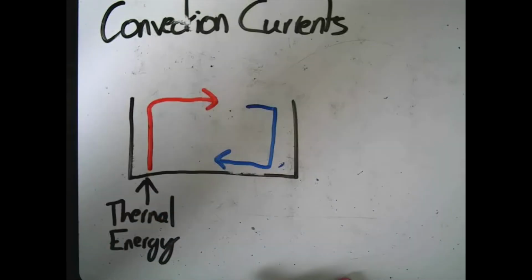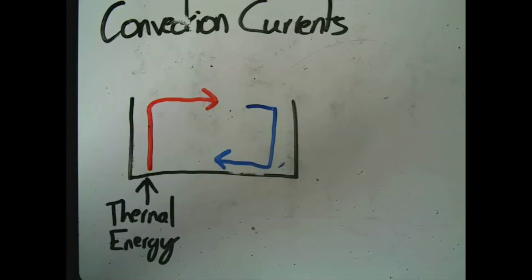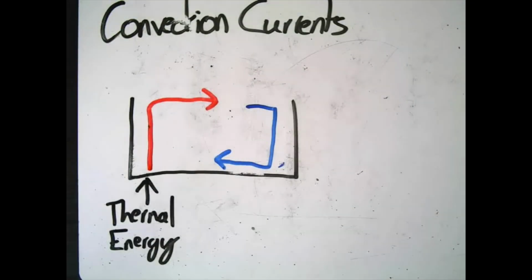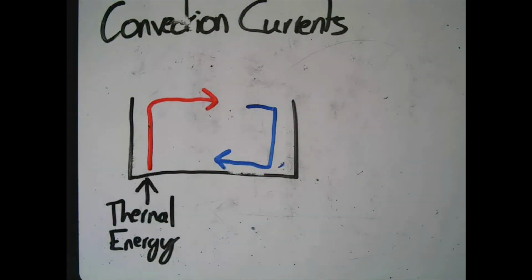And cooler particles are more dense, so they sink. And then you can see here they're going to travel along. That's where the thermal energy is being added and it's going to increase in thermal energy and form a convection current.